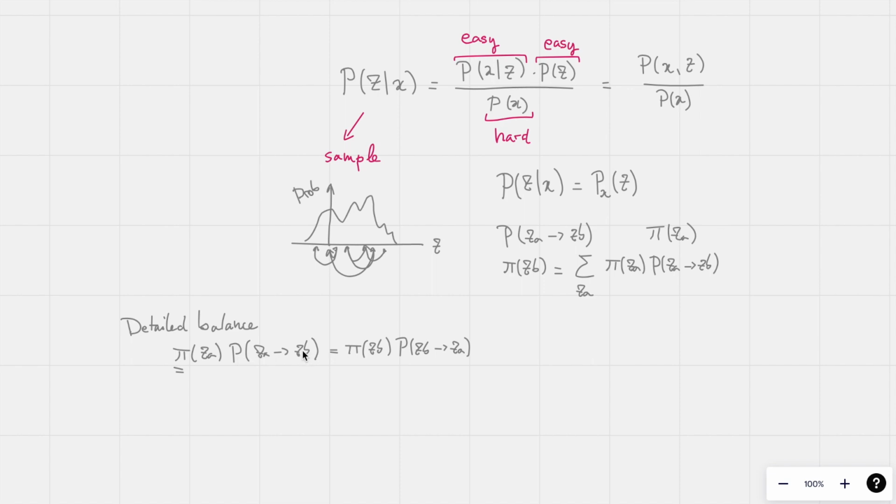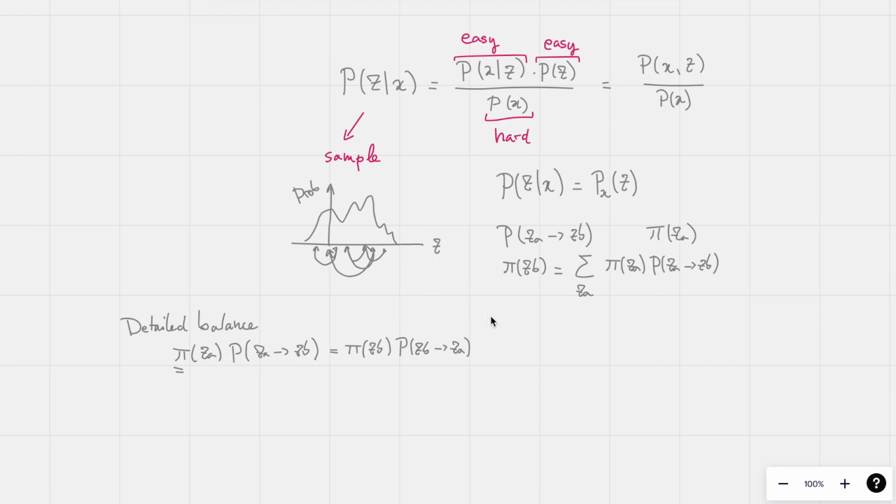So it's not the case for all processes. I insist that only some of the processes fulfill the detailed balance condition, but this is an if. If a process fulfills that particular condition, then we have a guarantee that pi here is the proper stationary distribution of that process. So let's see why now.